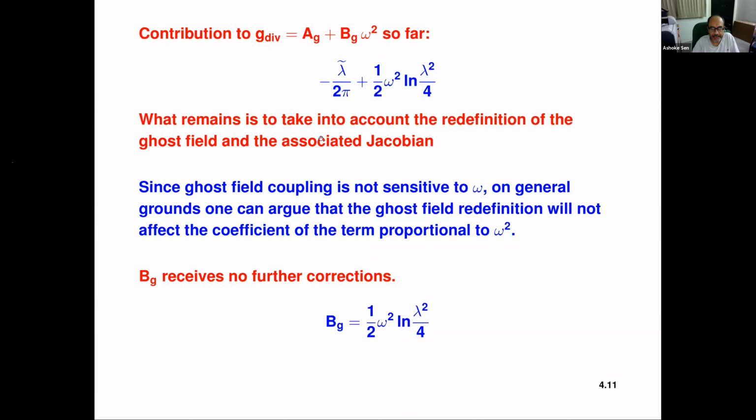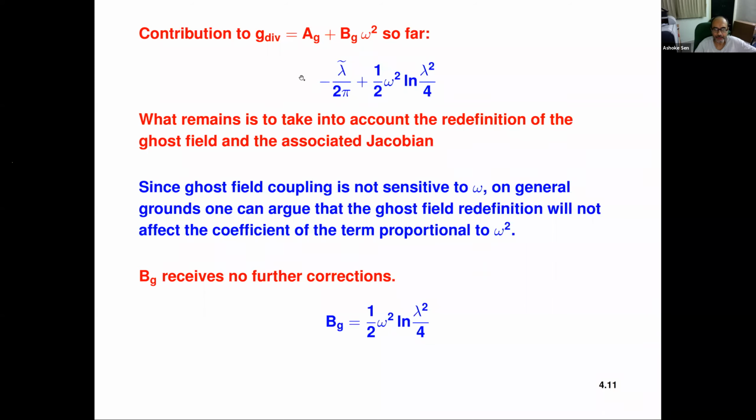But at this stage itself, one can say that because the ghost field coupling is not sensitive to omega, and we'll see this maybe a little more explicitly later, on general grounds one can argue that the ghost field redefinition will not affect the coefficient of the term proportional to omega squared. So basically, BG is not going to get any further corrections. That fixes BG at this stage to be half omega squared times log lambda squared by 4.